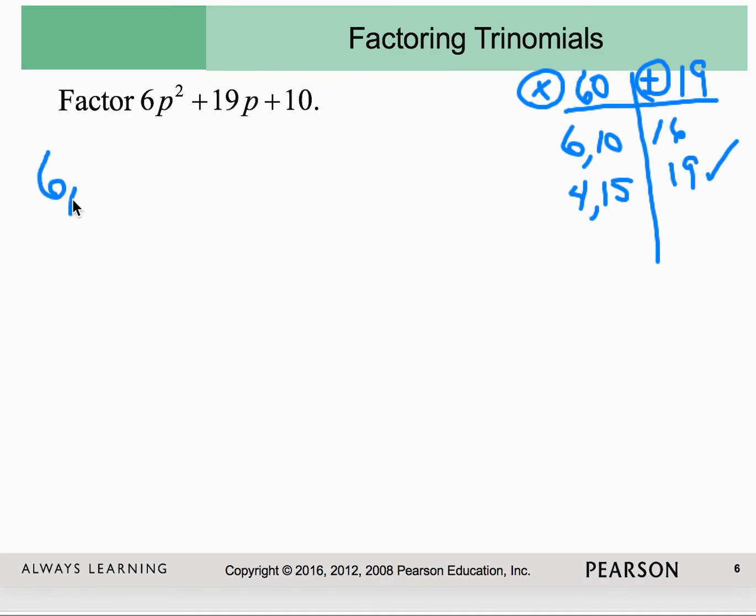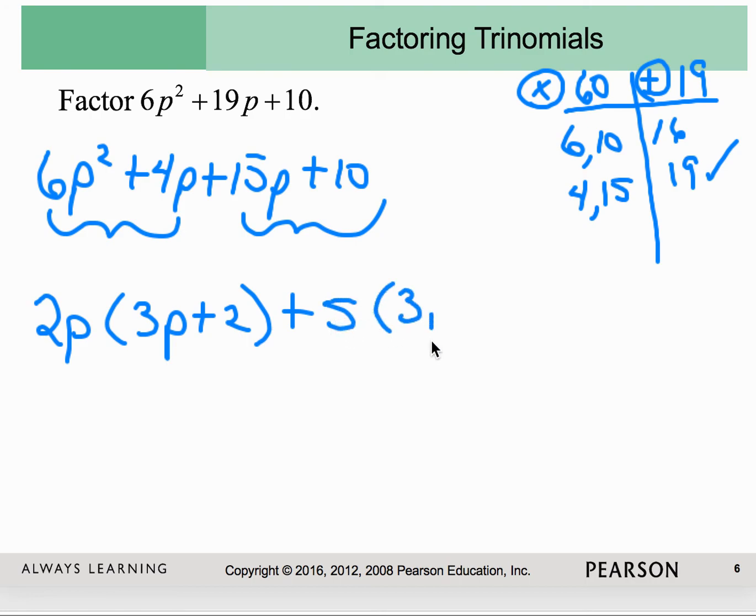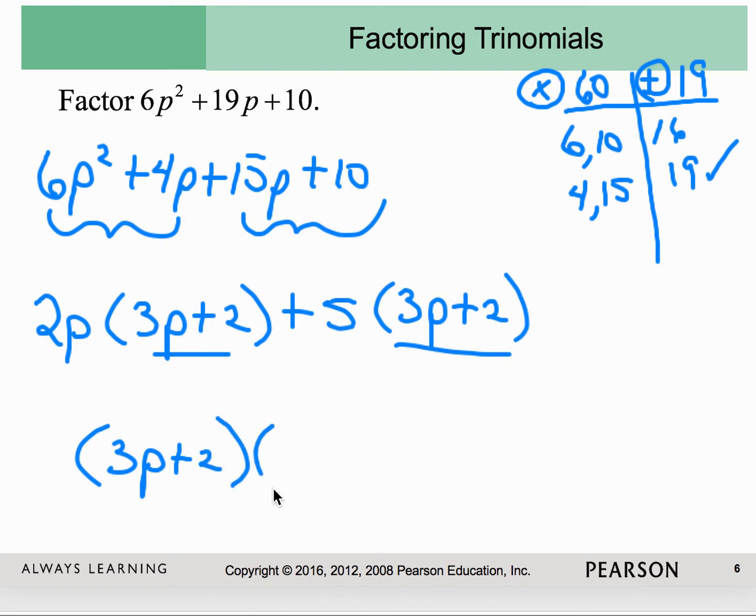All right, so rewrite the problem: 6p squared plus 4p plus 15p plus 10, and then factor by grouping. You can factor out a 2p here, and it leaves 3p plus 2, plus sign, so no worries. You can factor out a 5 here, and it leaves 3p plus 2. Now the 3p plus 2 can factor out, and it leaves the other factor as 2p plus 5.